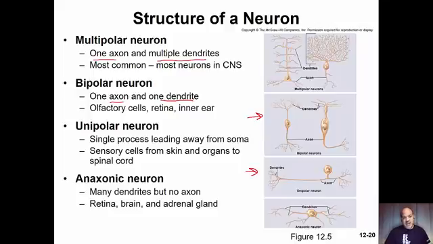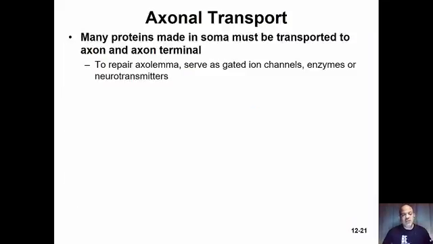And then we have an anaxonic neuron, which has many dendrites but no axon. It's illustrated right here. You can find these in the retina, brain, and adrenal gland. And now the little subtopic of axonal transport, or transport through the axon. Many proteins are going to be made in the soma. That makes sense because that's where the nucleus is, that's where the DNA is.